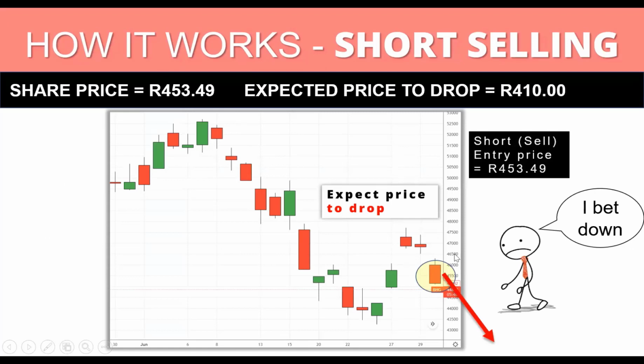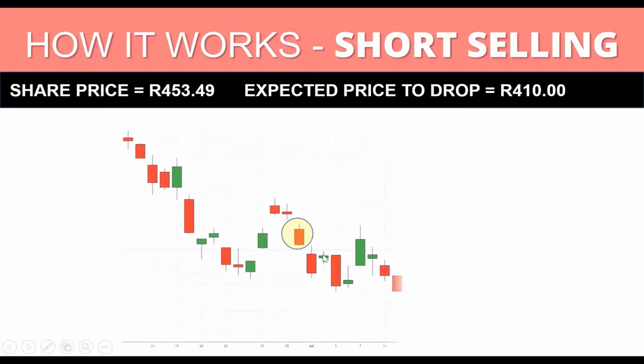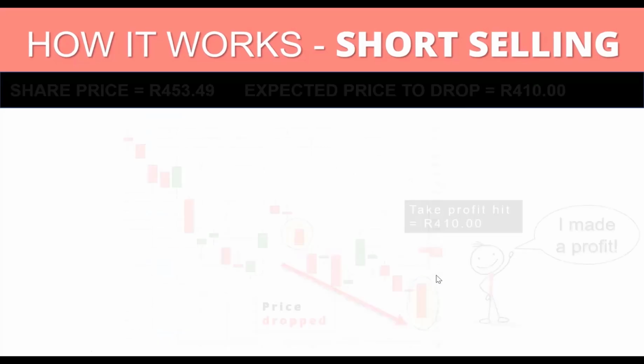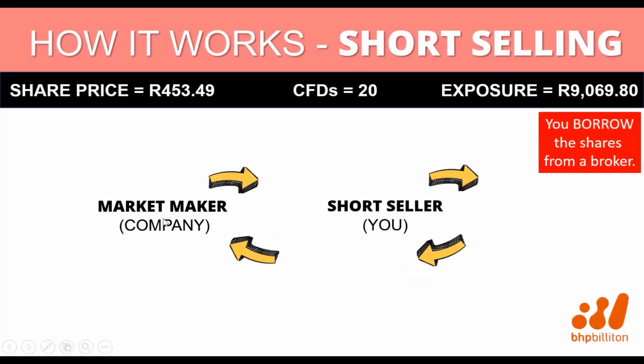So you're going to short it at a certain price. You're going to expect the price to drop. So the short sell entry price is 453 Rand and 49 cents. The market then does drop to around 410 Rand and hits our take profit. And between where we shorted or sold and where we bought back is where we make a profit or a gain. Let's look. So there is a market maker, which is a company, a broker, and there is a short seller, which is you.